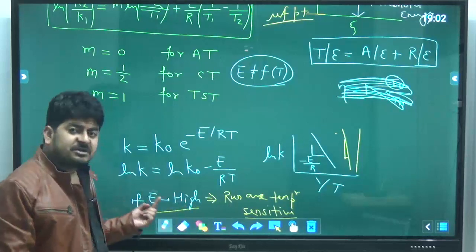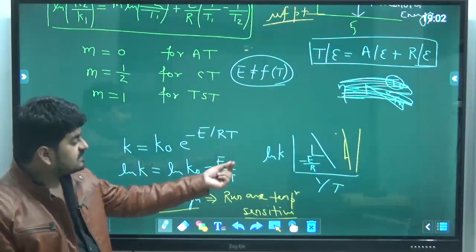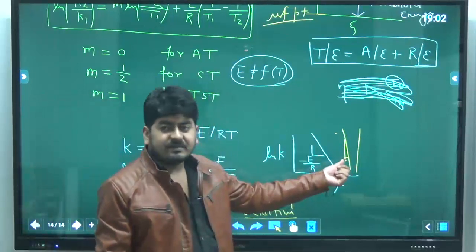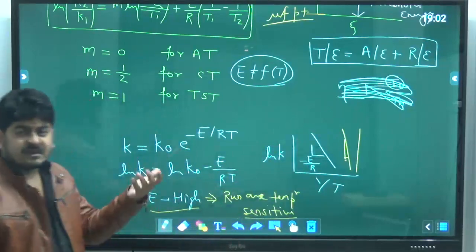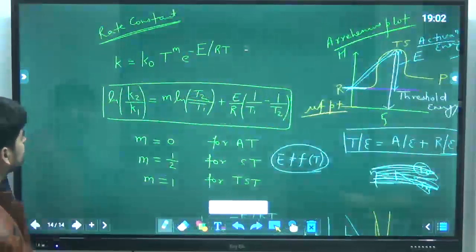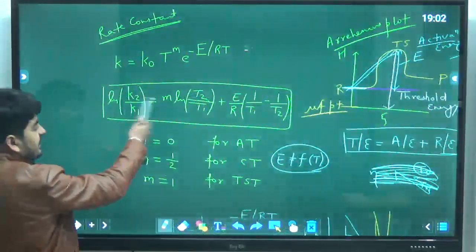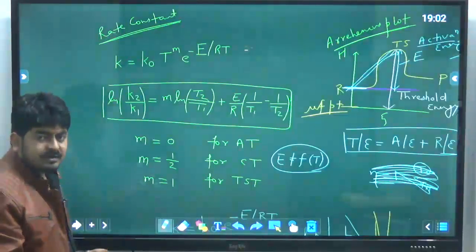So if activation energy is high, the reaction will be temperature sensitive, because a very small change in temperature may cause a large disturbance in the value of K. And if K is large, then the rate of reaction will be large as well. Here I am talking about K and temperature, meaning the effect of temperature, so obviously I will keep all other parameters constant.